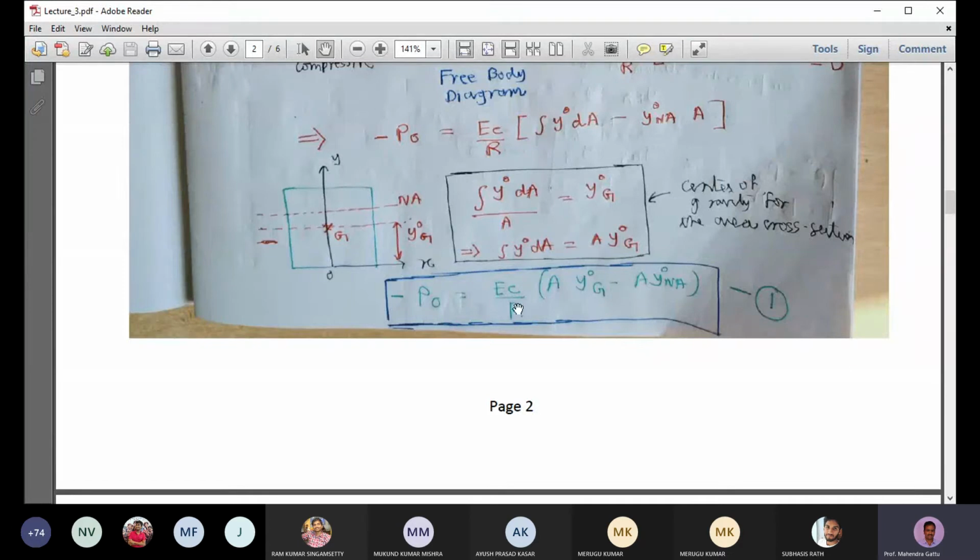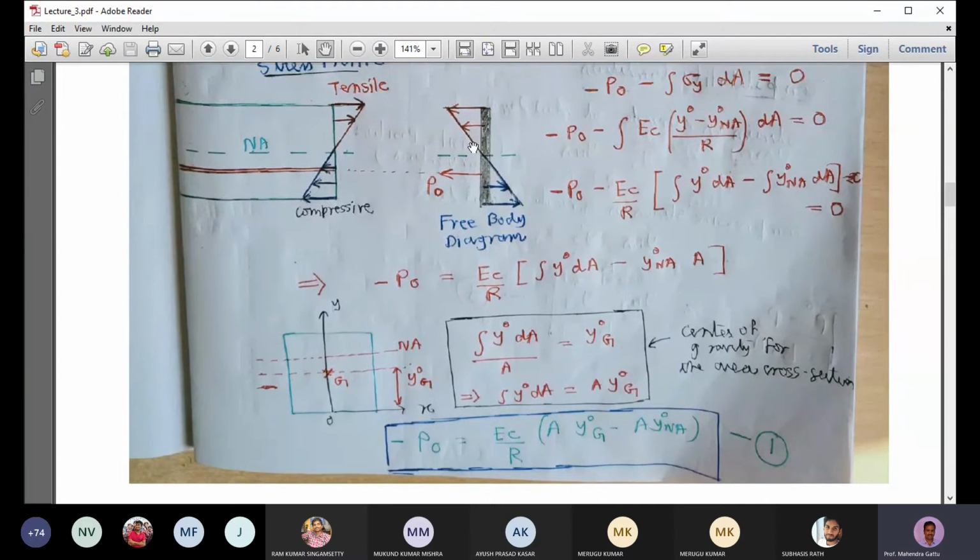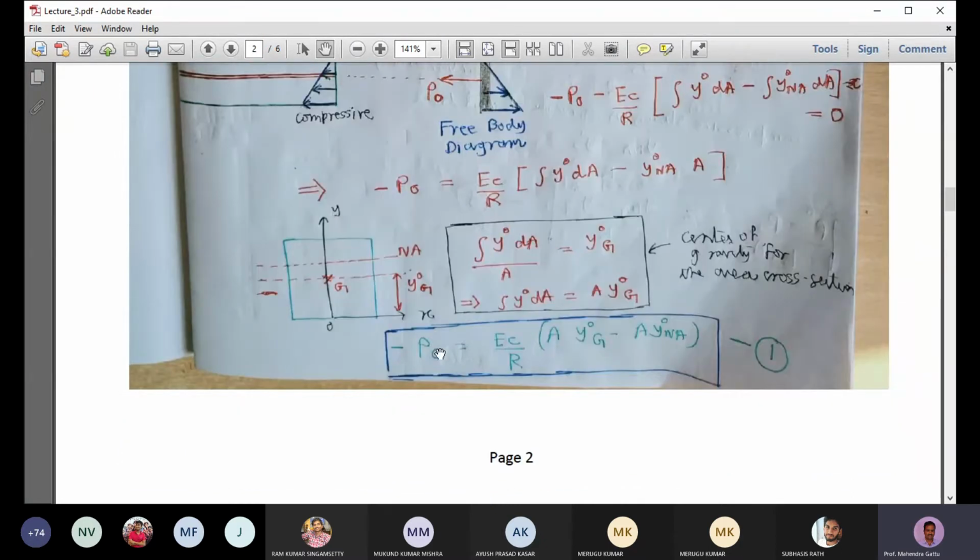Okay, so let's call this equation 1. This equation we got by doing the force equilibrium. We sum up all the forces in the horizontal direction, and then we got this equation. So here in this equation, what are the unknowns? P subscript naught is unknown, r is unknown, and the neutral axis is also unknown. We don't know where the neutral axis is located. So there are 3 unknowns, and we have only one equation now. We need 2 more equations to find all the unknowns.